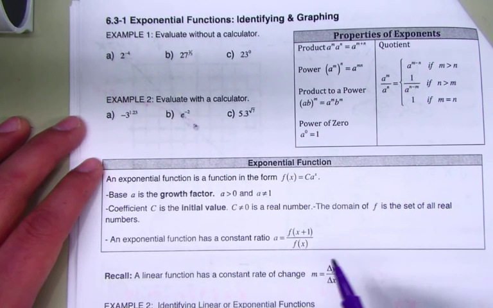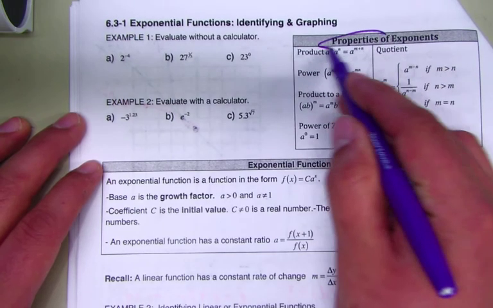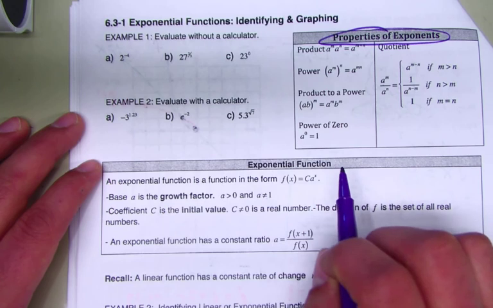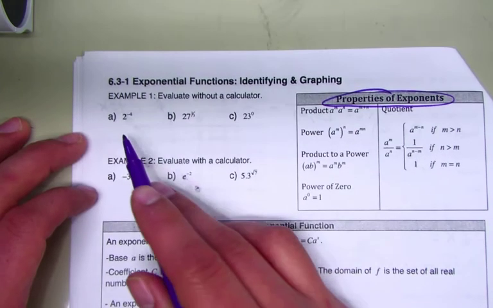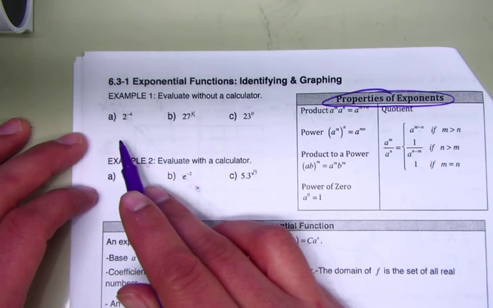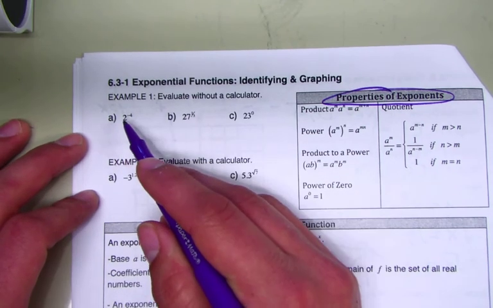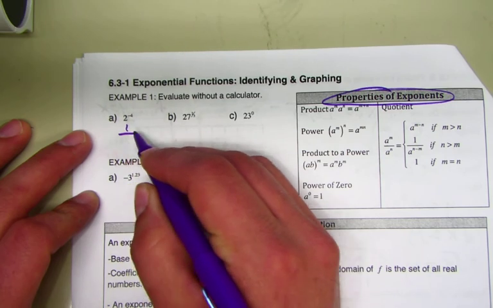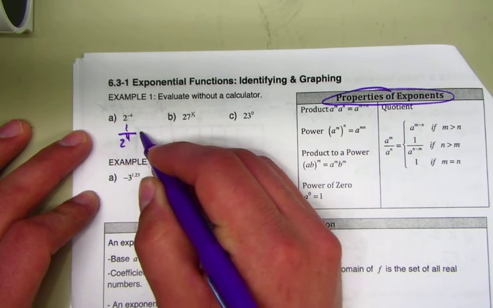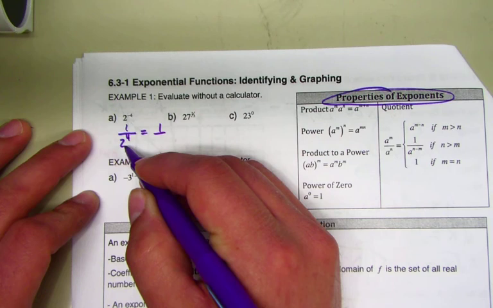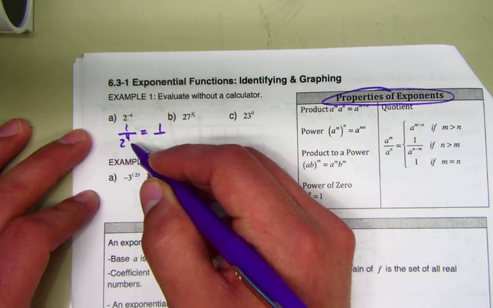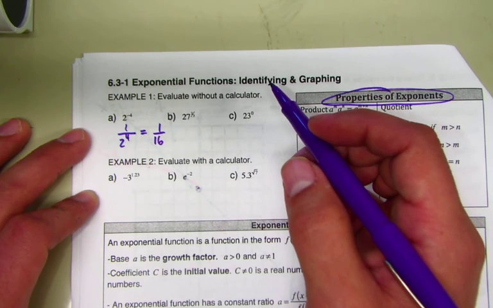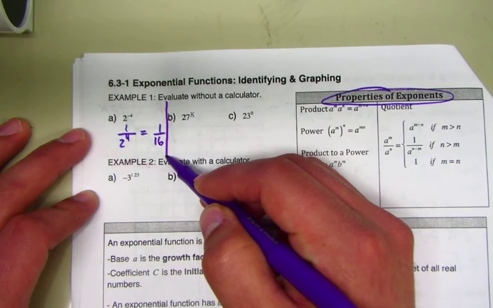Some of this should be review. In case you forgot all your properties of what you can do and what you cannot do with exponents, here's a table for you. There are some certain things that you should be able to do without a calculator. Okay. For example, this one, what do we do with a negative exponent? So it's 1 over 2 to the 4. And then if you don't know what 2 to the 4 is, you should be able to quickly figure it out, right? 2 times 2 times 2 times 2 is 16, so we get 1 over 16. This is a nice little review right here.